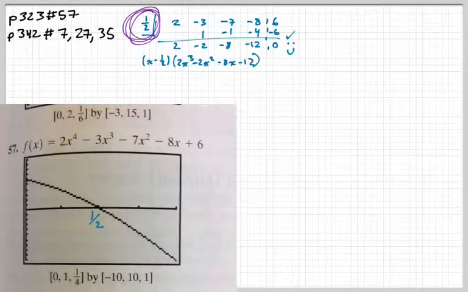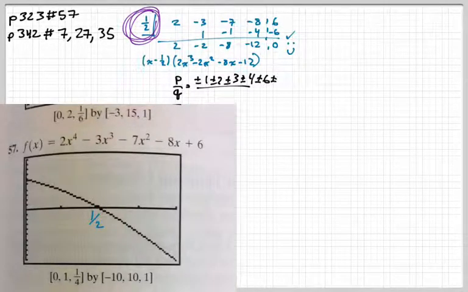Only option is to use possible rational zeros, and so we do our P over Q thing where we list the possible rational zeros. On the top, we're going to have the numbers that can divide 12, and so we have plus or minus 1, plus or minus 2, plus or minus 3, plus or minus 4, plus or minus 6, and plus or minus 12, because those can all divide 12. And on the bottom, we need all the numbers that can divide 2. Now, this is a lot of numbers, and I'm not really excited about doing all these.